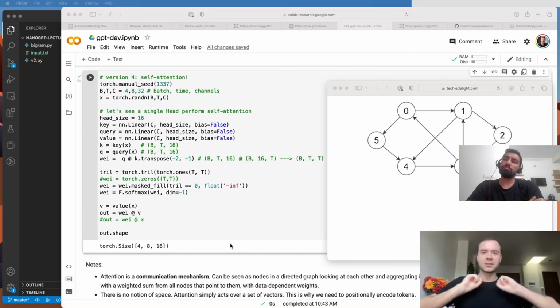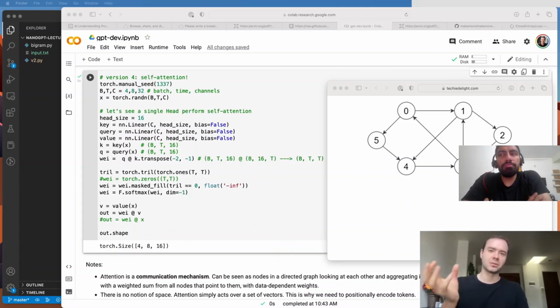Attention is just a set of vectors out there in space. They communicate, and if you want them to have a notion of space, you need to specifically add it, which is what we've done when we calculated the positional encodings and added that information to the vectors.